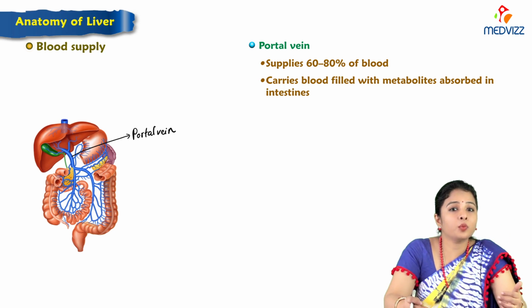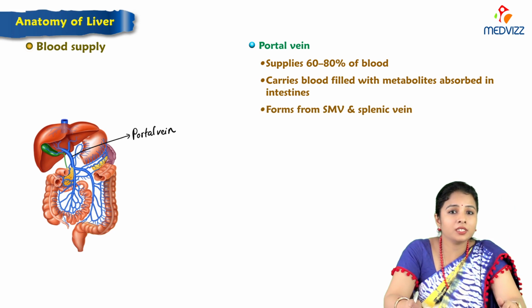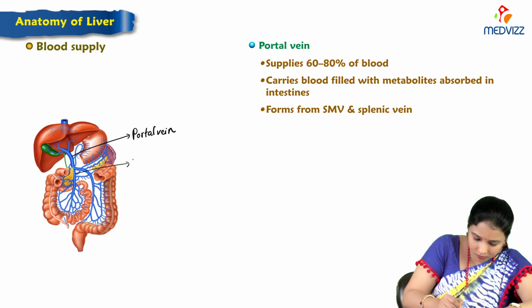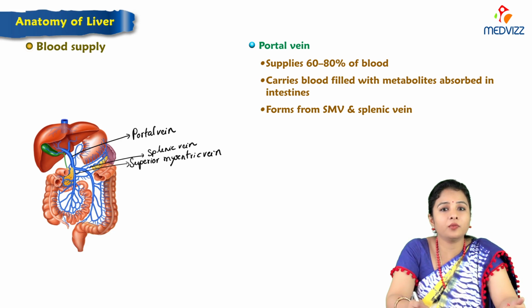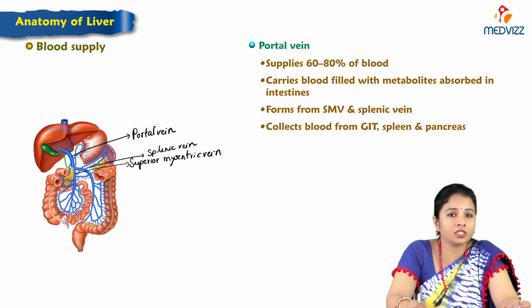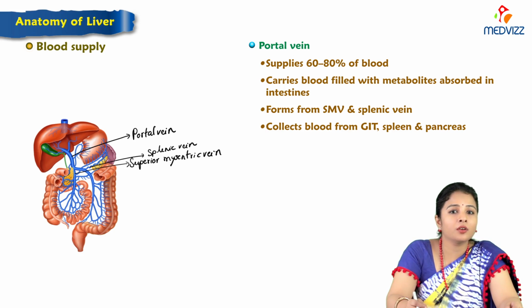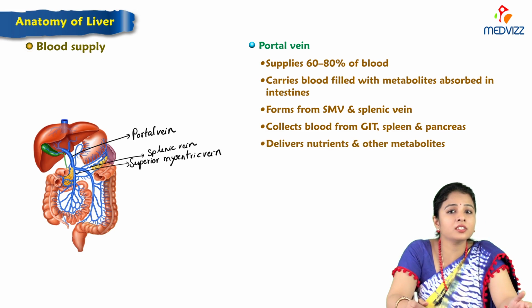And we can see that the portal vein forms from the superior mesenteric vein and the splenic vein. The superior mesenteric vein and splenic vein both join to form the portal vein, which collects the blood from the gastrointestinal tract, spleen and pancreas. Despite being deoxygenated, it still supplies the liver with about half of its oxygen demands. So it delivers nutrients and other metabolites via this portal vein.